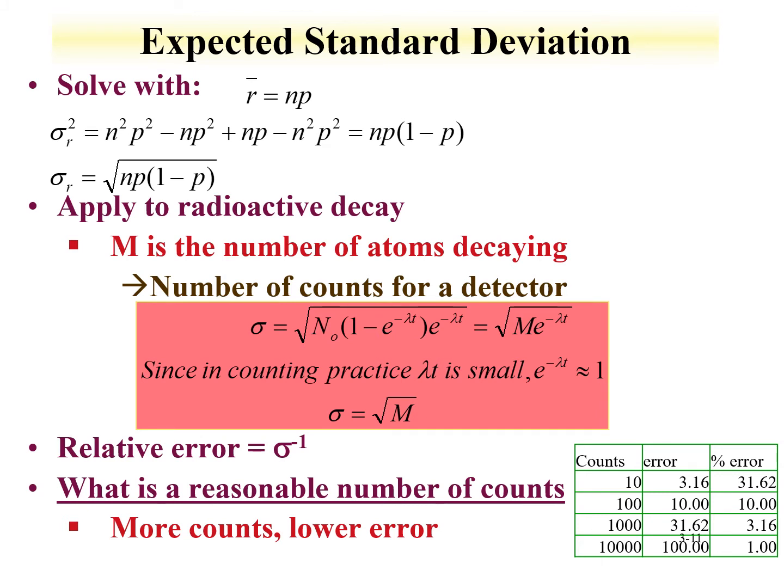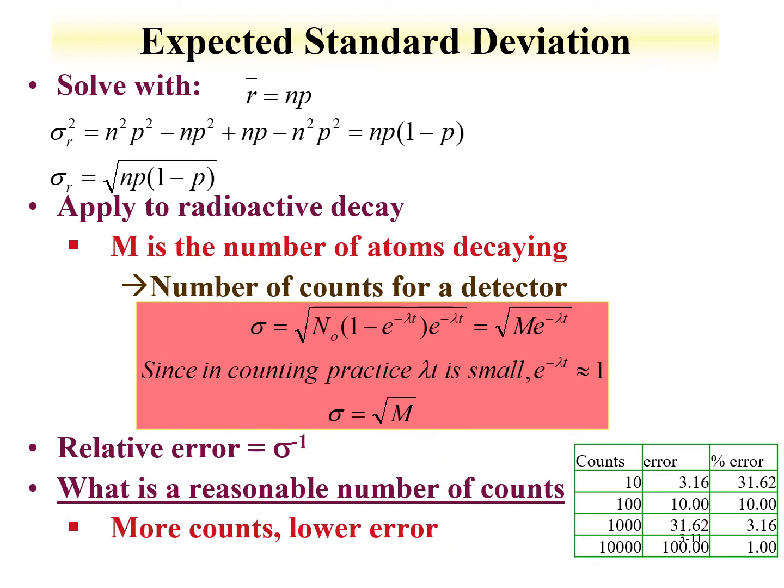Remember where we defined on page 3.3-9 where m is the number of decaying atoms. The number of decaying atoms is equal to N naught times 1 minus e to the minus lambda t. So substitute the number of decaying atoms, the number of atoms that have decayed, that have been counted, times e to the minus lambda t. In practice, our lambda t is small for our count time, so it goes to 1, and our standard deviation becomes the square root of the number of counts. The relative error is the inverse of that value.